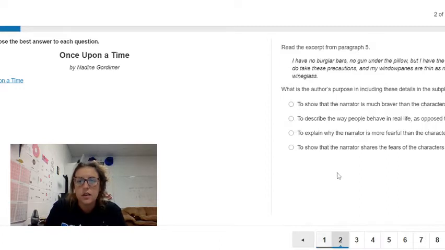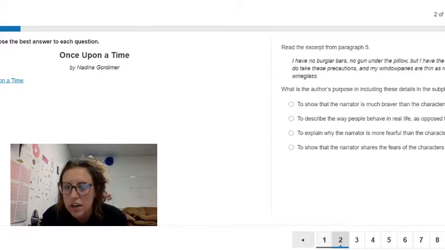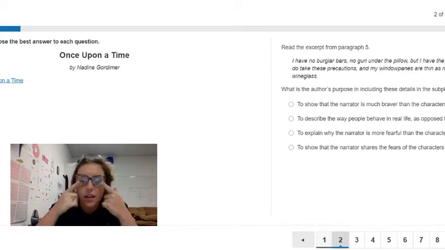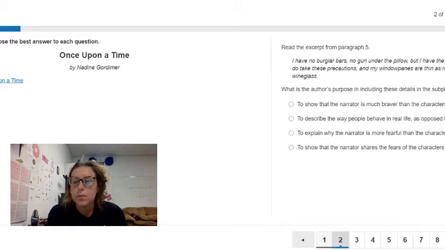Okay, next. Read the excerpt from paragraph 5. "I have no burglar bars, no gun under the pillow, but I have the same fears as people who do take these precautions. And my window panes are as thin as rime, could shatter like a wine glass." Sorry, even with my glasses on, I can't see that far away. What is the author's purpose in including these details in the subplot?